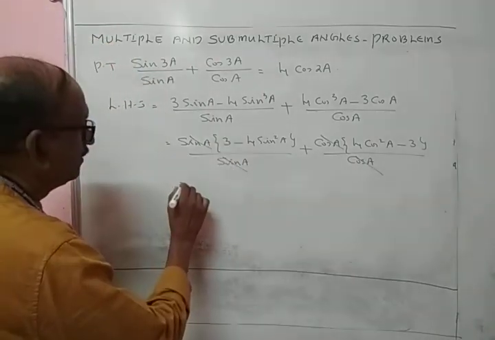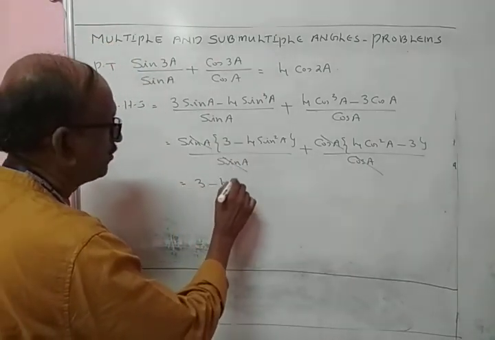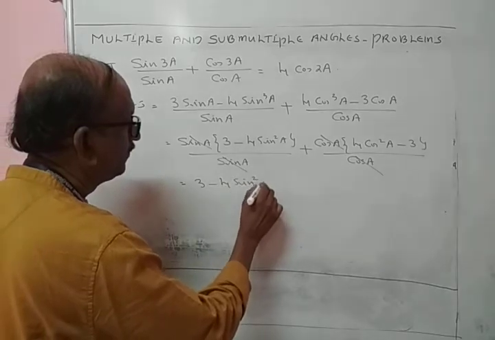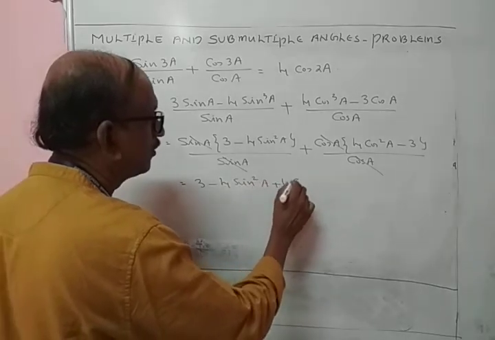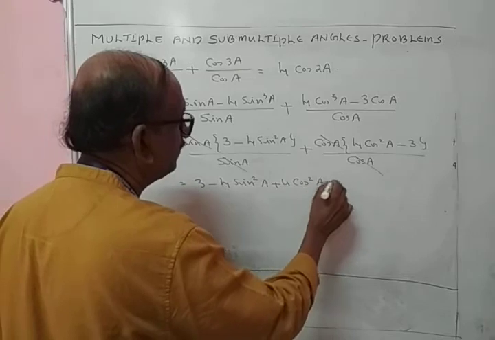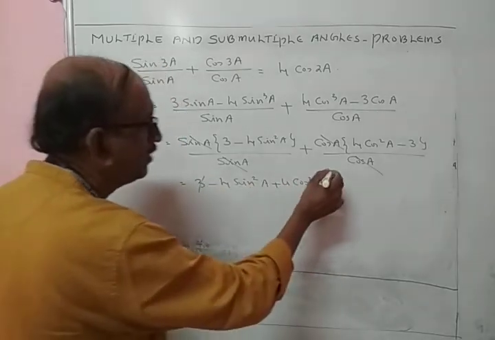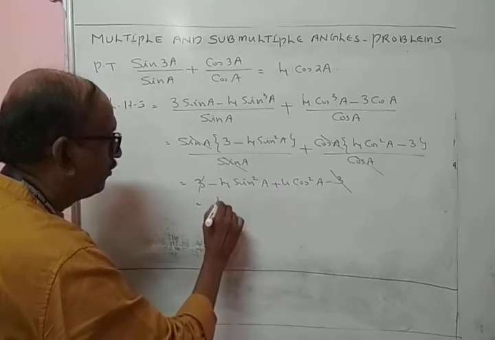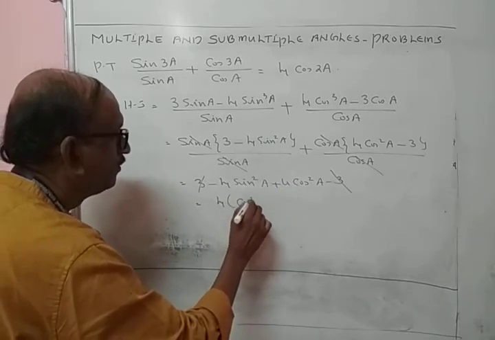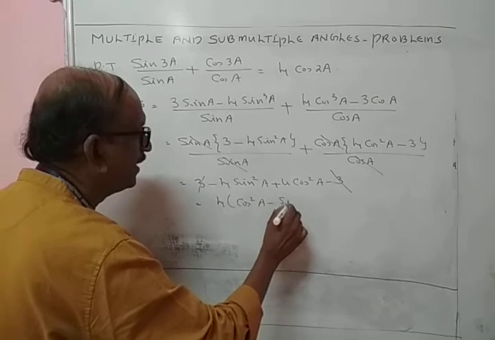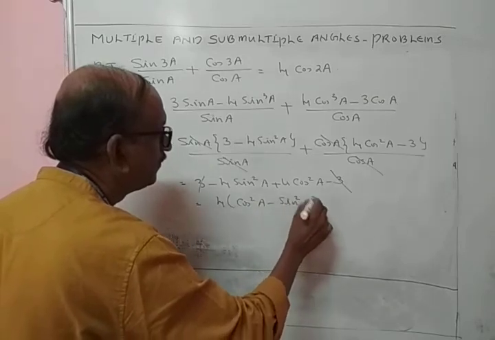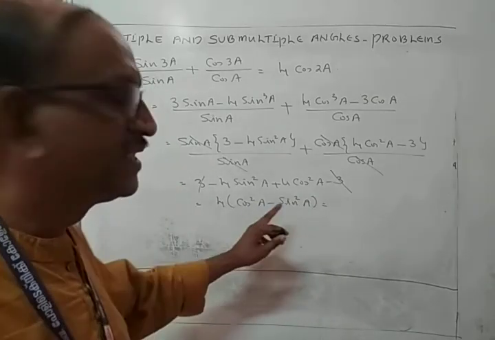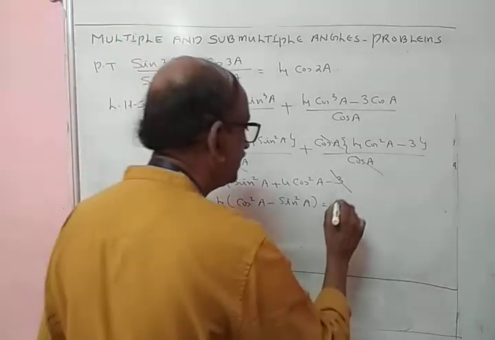Remaining 3 minus 4 sin squared a plus 4 cos squared a minus 3. 3 minus 3 got cancelled. Here 4 is common. 4 into cos squared a minus sin squared a. Cos squared a minus sin squared a is cos 2a. Is equal to 4 cos 2a.